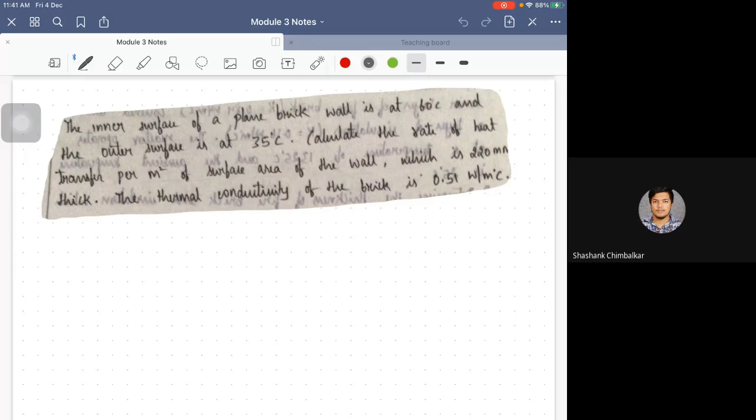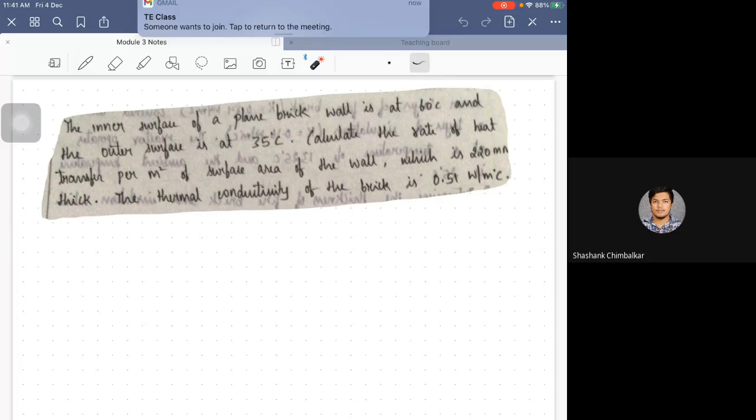Can't help. Okay, so whoever are there in the class, we should solve the problems on them. Okay, just take the serious problem. The inner surface of a plain wall brick is at 60 degrees Celsius and outer surface is at 35 degrees Celsius. Calculate the rate of heat transfer per meter square, he says. Per meter square, in the sense you can take A as 1 meter square directly. You need to substitute it. Okay. Next, calculate the rate of heat transfer per meter square of the surface of the wall.